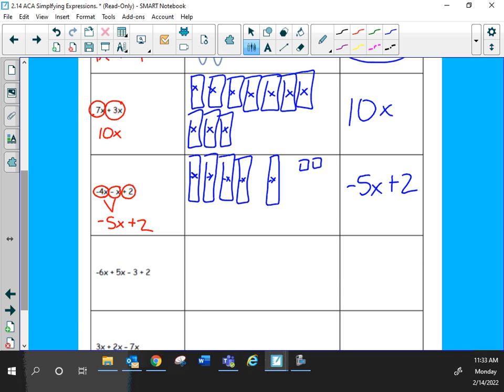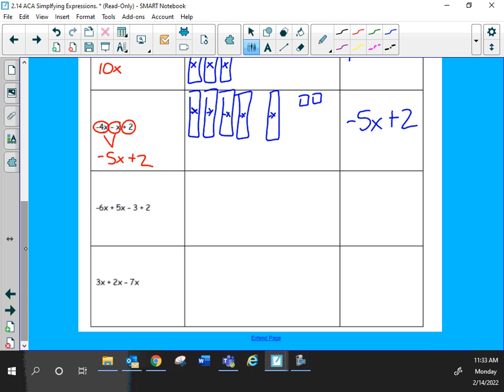So let's keep going. I want you on your paper to actually circle the term with the sign in front. So this 6x is going to be positive or negative? Negative. That 5x is going to be positive. That 3 is negative. And the 2 is positive. Let's model that. Okay? For the x's, are those rectangles or squares? Rectangles. So I'm going to start with negative 6.